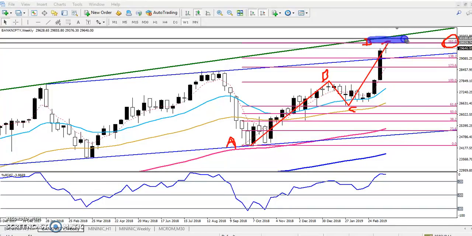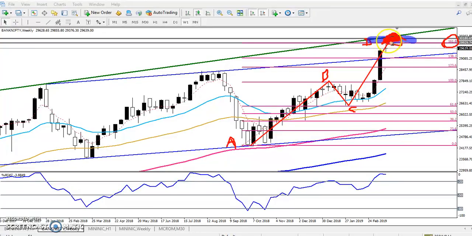Have you seen this? This is a buffer zone, right? So now we can see a strong resistance is placed in this area. The area will be around 29,929 to 30,180. This is a strong resistance placed not by a moving average, but by the Fibonacci extension and the diagonal trend line.